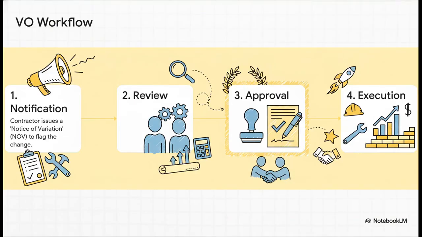First up, the contractor has to formally flag the issue with what's called a notice of variation. That's the official, hey, something's different signal. Next, the client and their team review that notice to understand the technical and financial hit. Third, if everybody is on board, an official variation order gets signed by all parties. And only then, in step 4, does the new work actually happen and the contract value officially get changed. Seriously, no work happens without that signature.